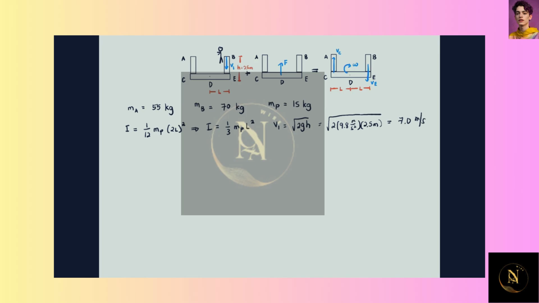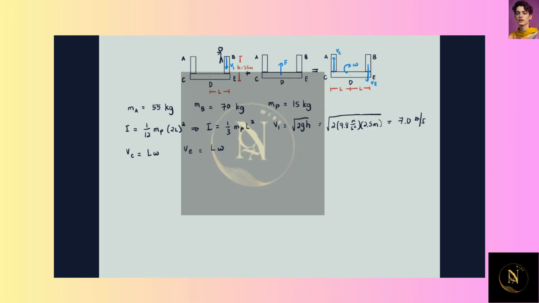Now, since the linear velocities can be expressed in terms of r and omega, we have VC and VE. VC is equal to L omega, since point C is at a distance of L from point D, which is the point of rotation. And then VE is also equal to L omega, because again, point E is at a distance of L from point D.